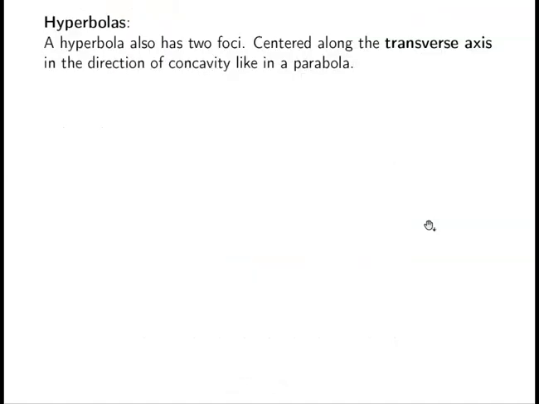So a hyperbola has two foci, centered along the transverse axis in the direction of concavity, like in a parabola. What do I mean by that? The transverse axis connects the vertices. It connects the two tops or ends of the hyperbola, and then the two foci are inside of the curve of the hyperbola.